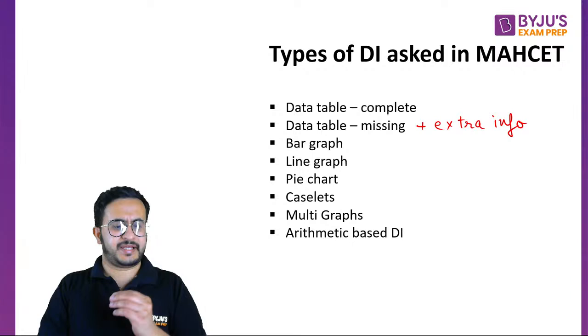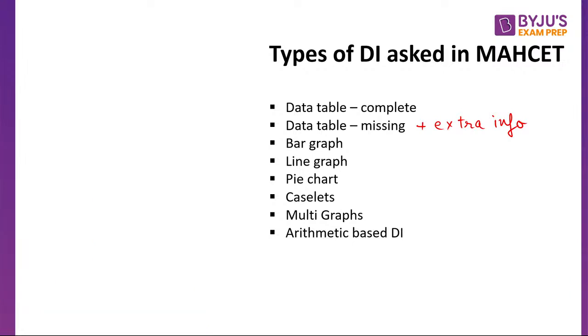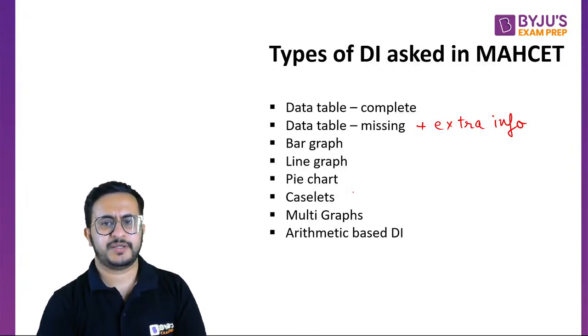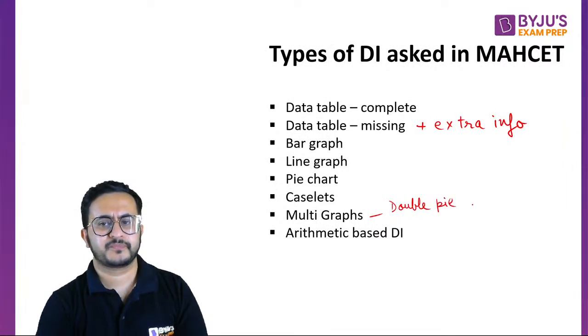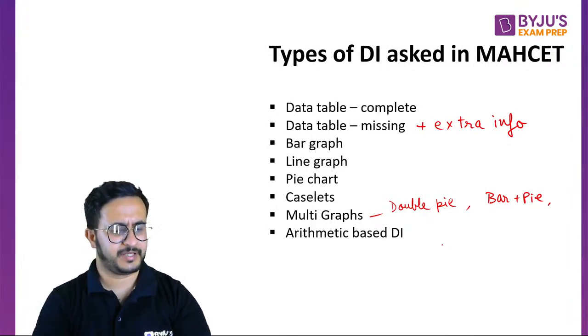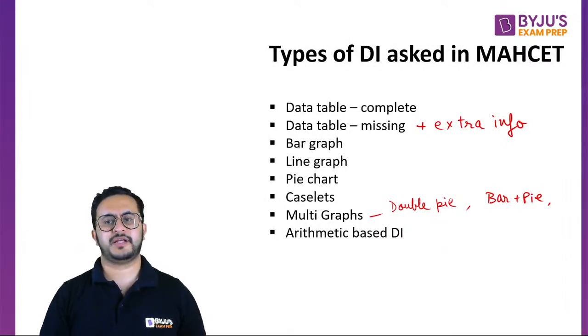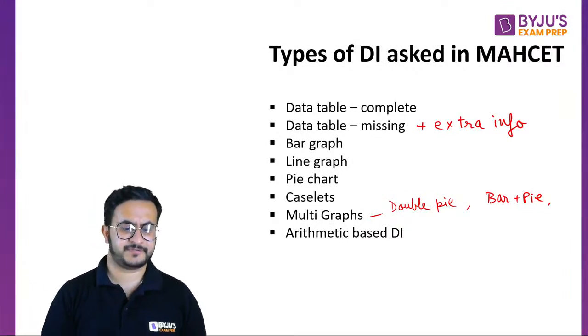Then we have caselets. Caselets are your paragraph-based data interpretation. Then multi-graphs, that could involve a double pie, or a bar plus pie chart, or bar plus line graph. So those kinds of sets wherein multiple graphs and multiple entities are involved.